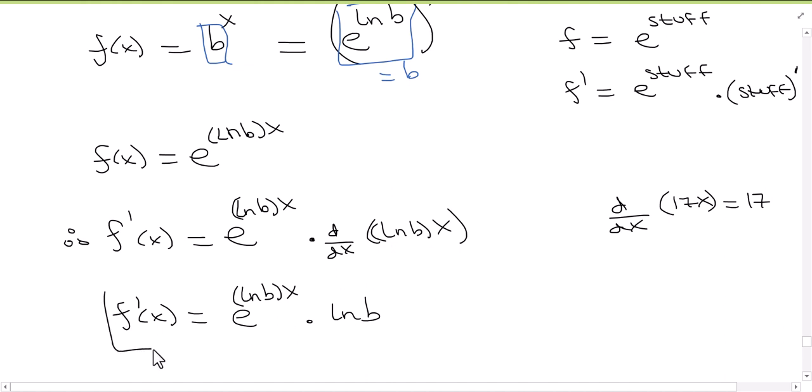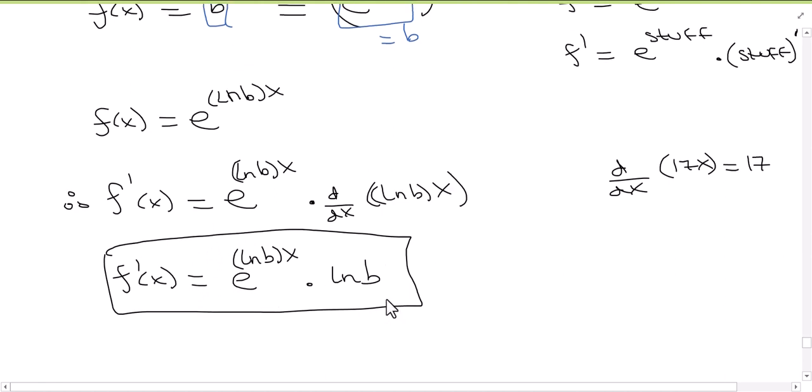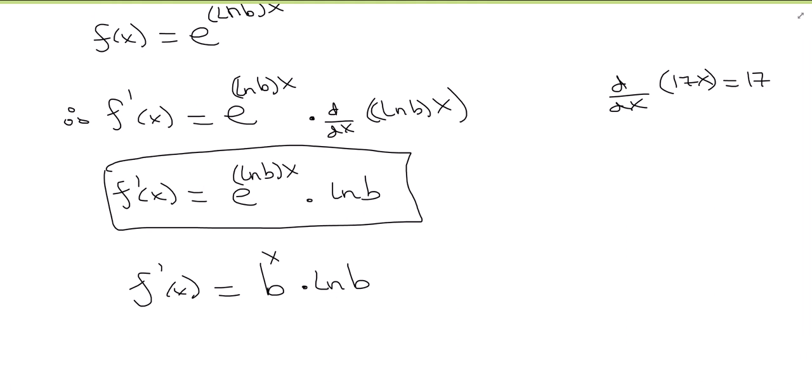And so this is a rule that we're going to remember. So the derivative of any exponential is this. Well, I shouldn't have circled it yet. What we want to remember is that f prime of x is then b to the x. You get the exponential back times the natural log of the base. So that's the one that I want to box up.